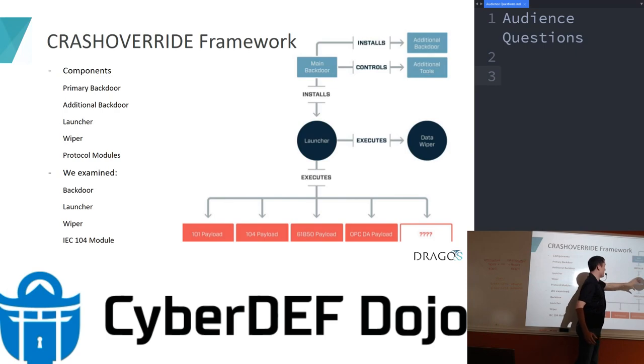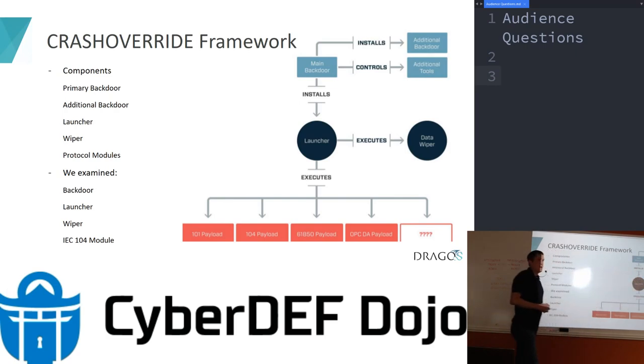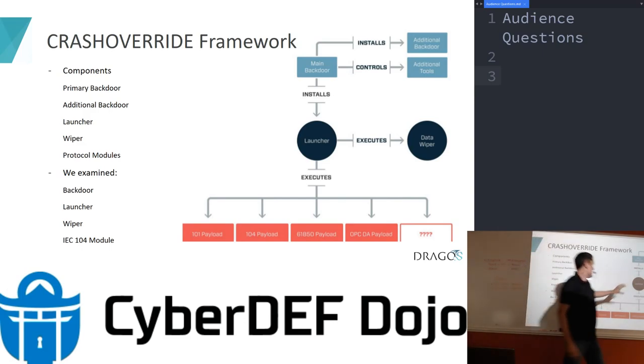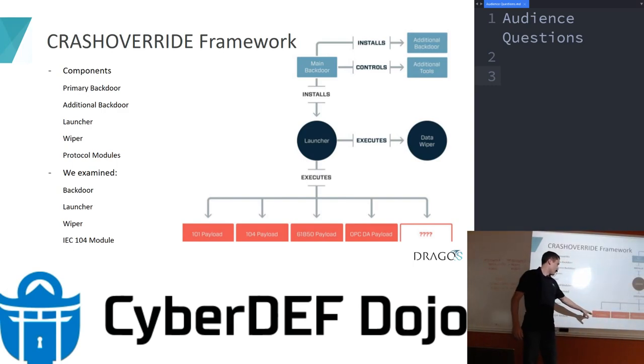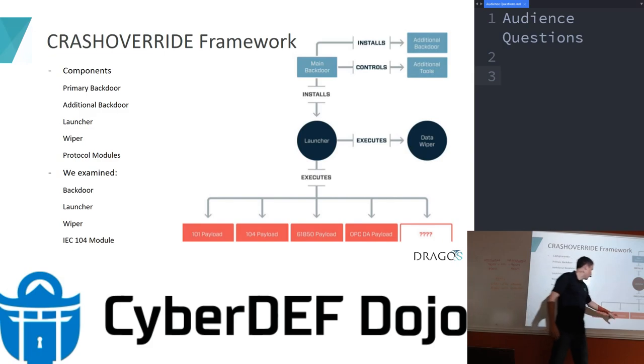This main backdoor installs a launcher, and all the launcher really does is call DLL files that export the crash function, hence why it's called Crash Override. This launcher is able to launch a data wiper. And then there are the protocols we talked about earlier: 101, 104, 61850, OPC.